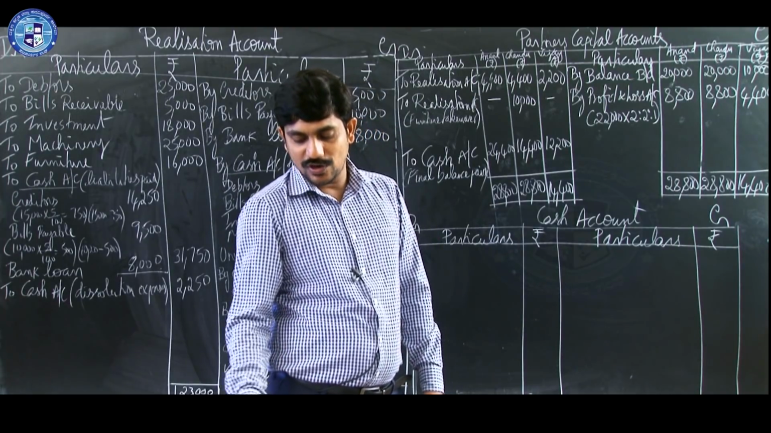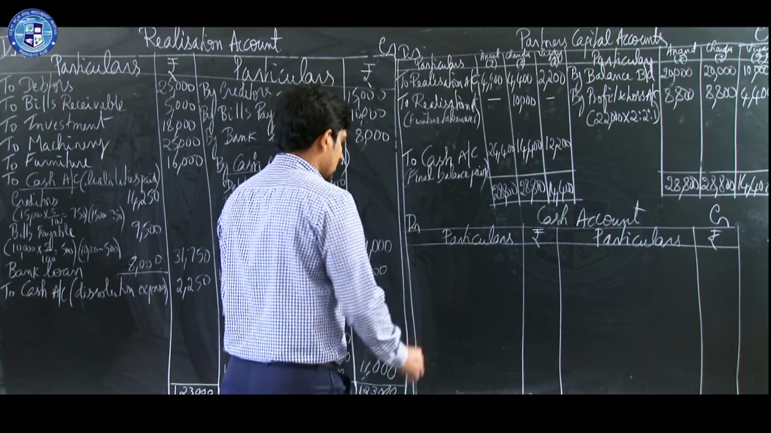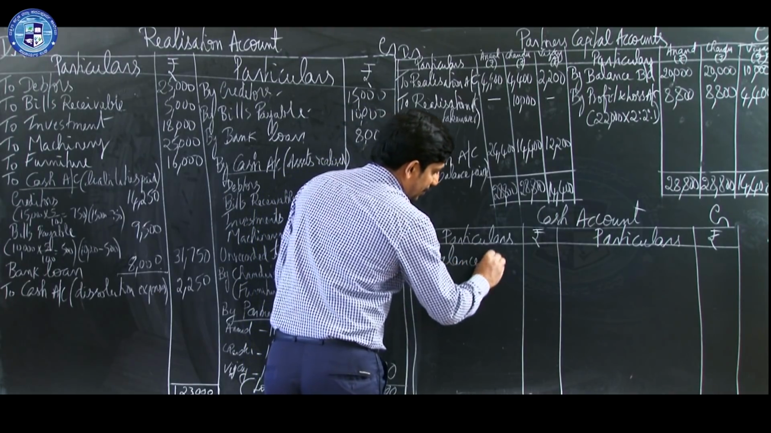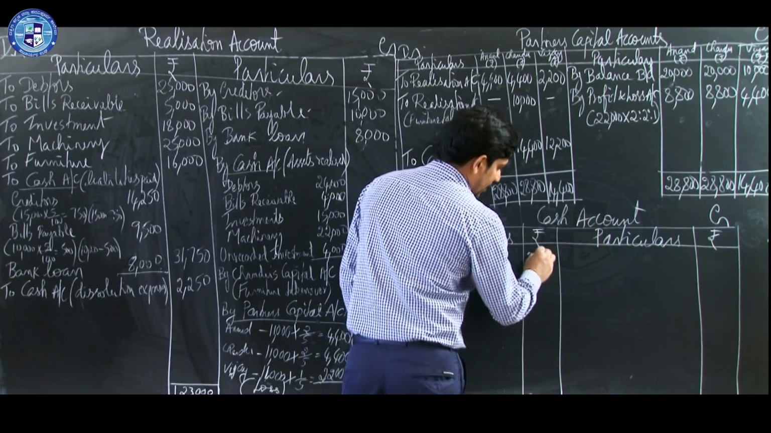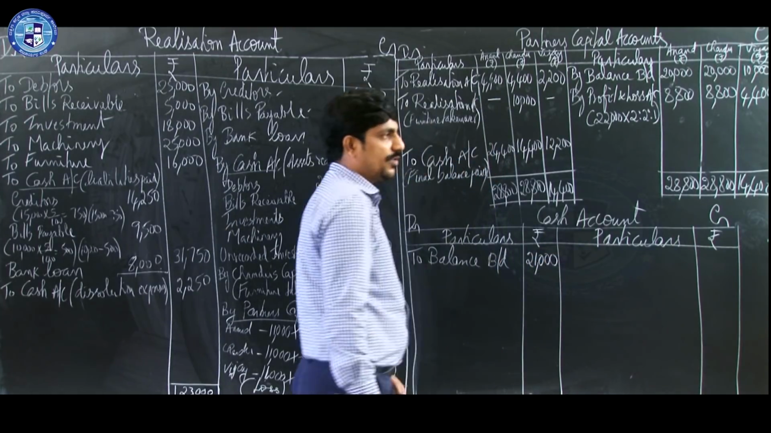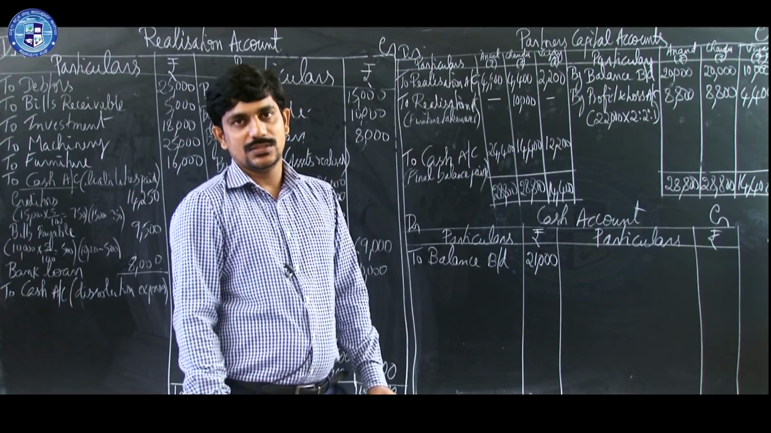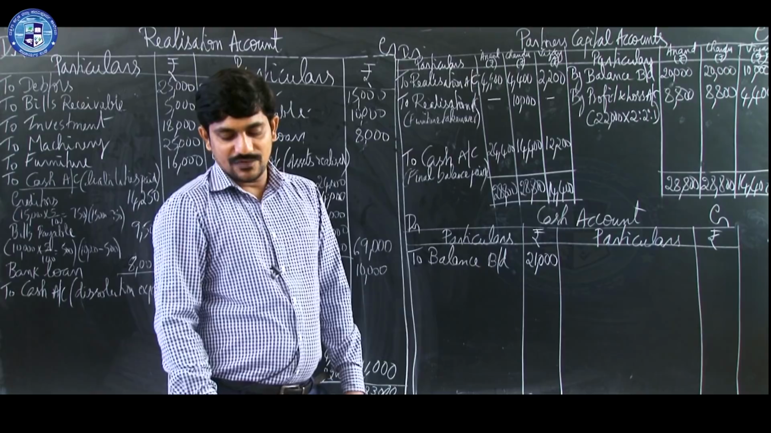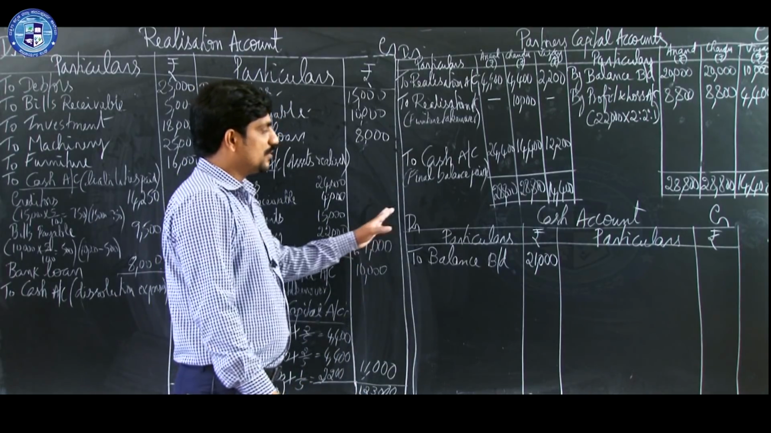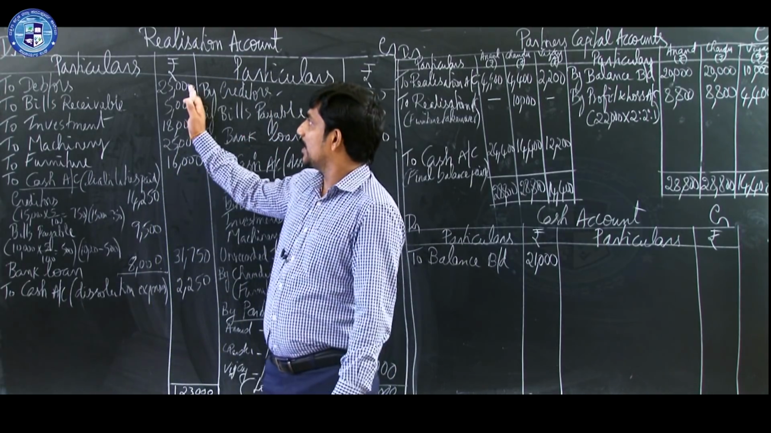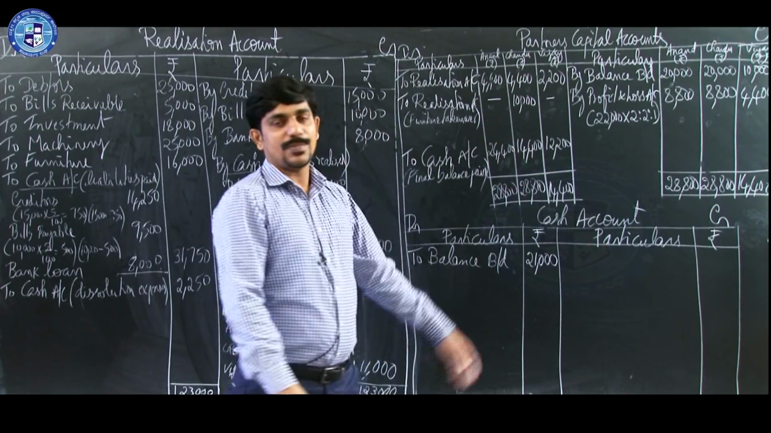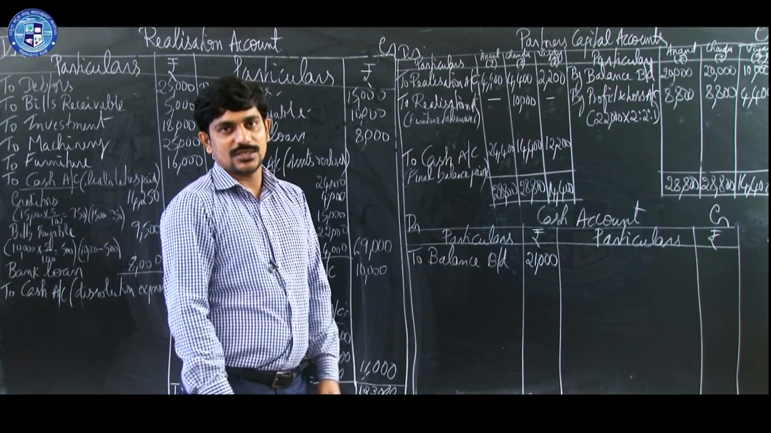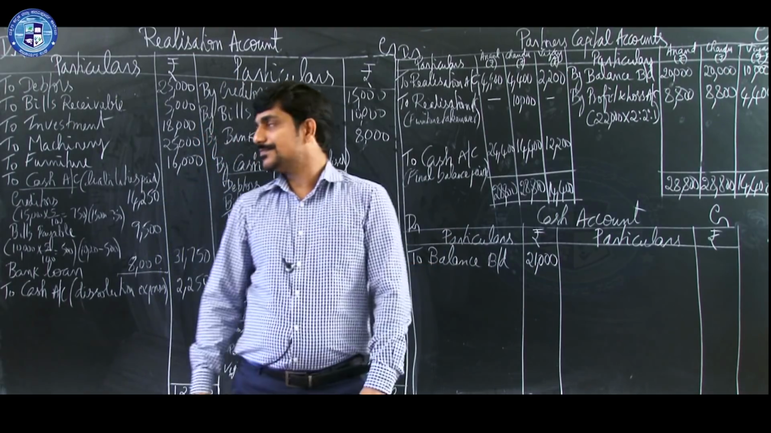So how much is the cash amount? 21,000. So, to balance brought down, 21,000. Next, after recording the opening balance, you go through the realization account as well as the partners' capital accounts. Wherever you have paid or received cash, just transfer it to the cash account, to the opposite side.